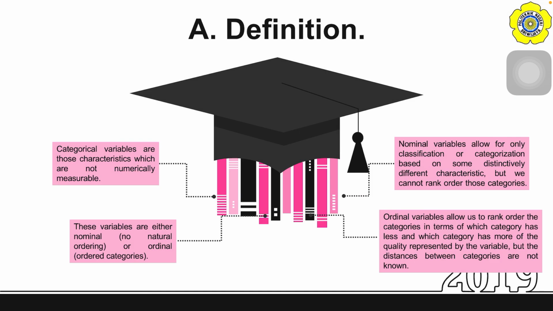These variables are either nominal, with no natural ordering, or ordinal, ordered by using ordered categories. So what are the differences between them? The nominal variables allow for only classification or categorization with different characteristics, but we cannot rank order those categories. Different from the nominal variables, ordinal variables allow us to rank order the categories in terms of which category has less or more of the quality, but the distance between categories is not known.